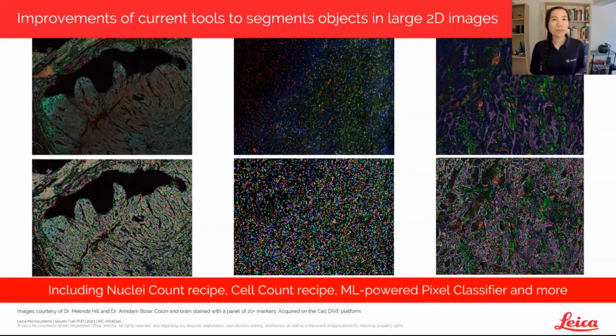Beyond the two new recipes, we have also improved several of our current tools in order to handle large 2D images. Recipes such as the nuclei count, cell count, and our machine learning powered pixel classifier have been updated. In the images above here, I'm showing a few snapshots of these expanded capabilities with the raw images at the top and the segmented detected results at the bottom.